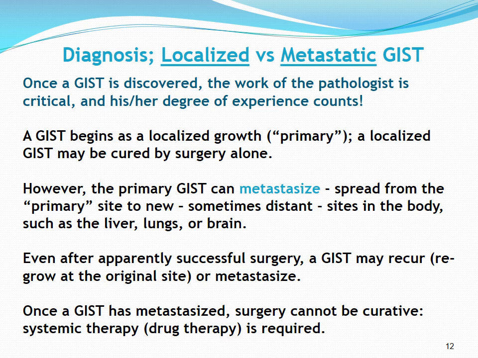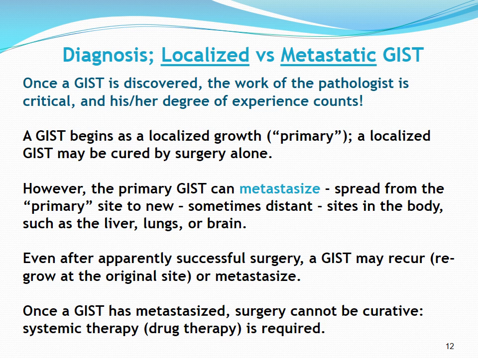So every GIST begins as a localized growth, perhaps in the stomach. If the disease is localized, in favorable cases, surgery alone can be curative. A surgeon will simply remove the localized tumor and the disease is gone. However, that primary GIST, as I've said before, can metastasize, that is, spread to distant sites in the body. That can happen even after an initial surgery that appeared to be entirely successful. The surgeon can never be sure that every single cell is removed.